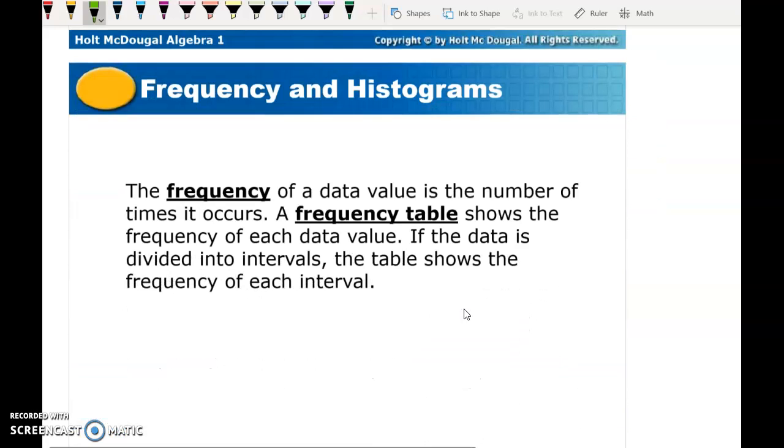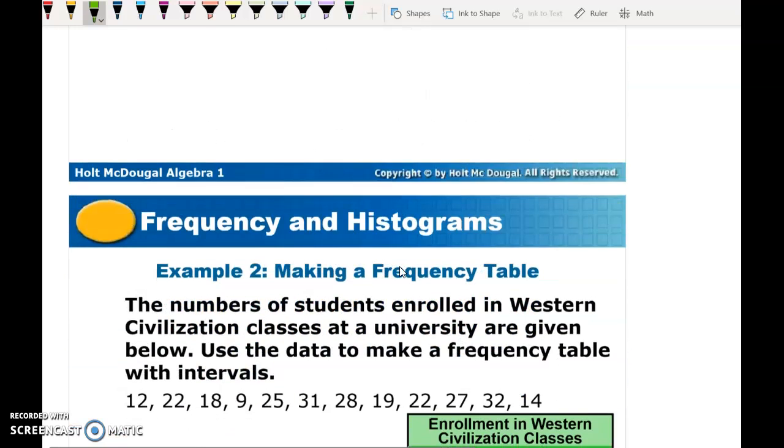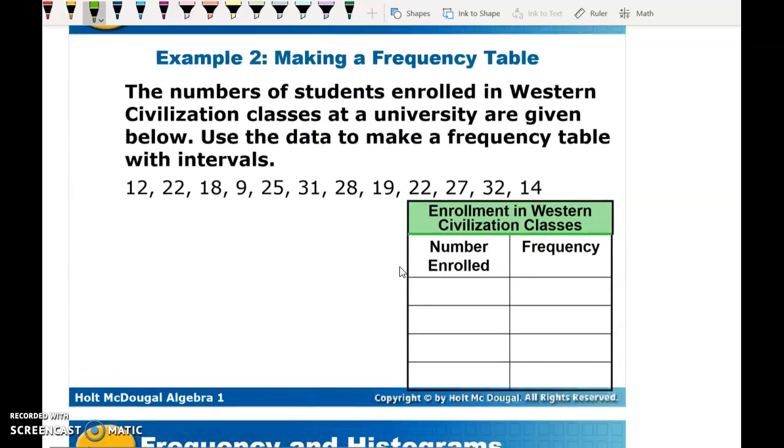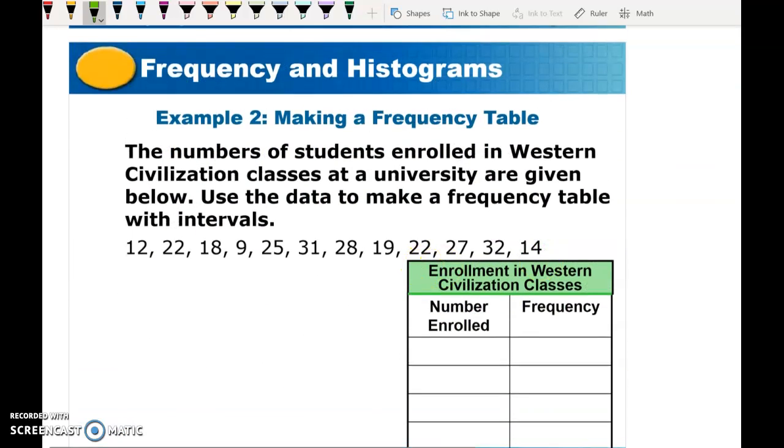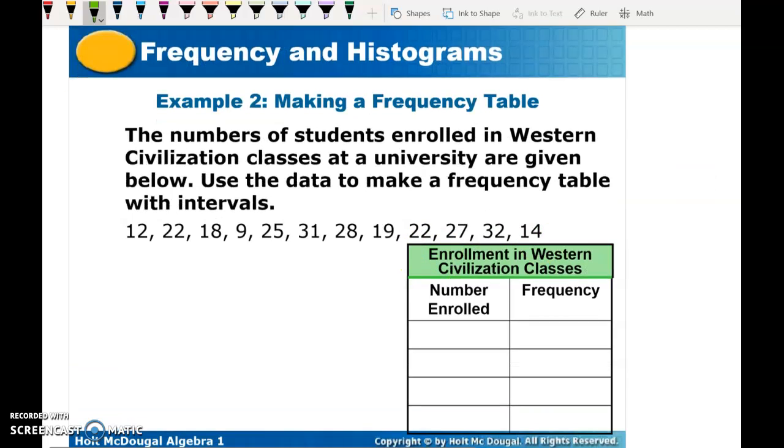Okay. Frequency and histogram. So what I just said, the frequency of a data value is the number of times it occurs, how often it happens. And a frequency table shows the frequency of each data value. So it's just a place to record all of that information. Okay. So let's make a frequency table. We'll make one together and then the video will stop and you'll try one on your own.